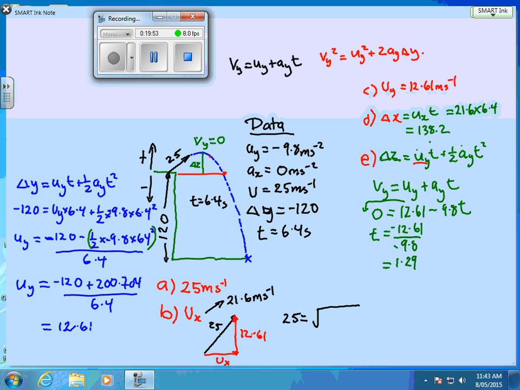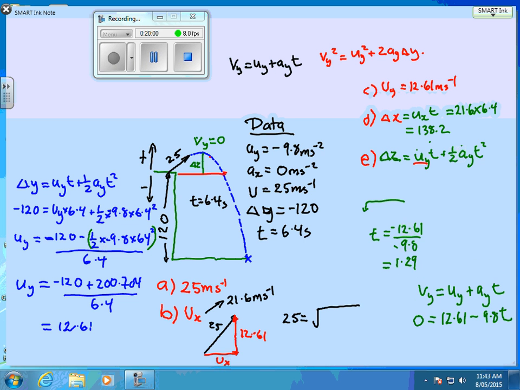So now I can fix up my error from up here. So 1.29. Now I have t, I can actually finish off. So delta z, as I said, was the uy, which is the 12.61, times 1.2867.